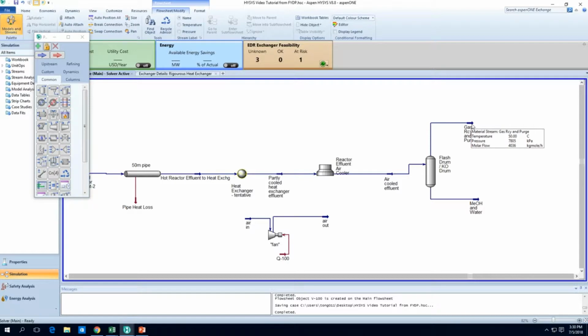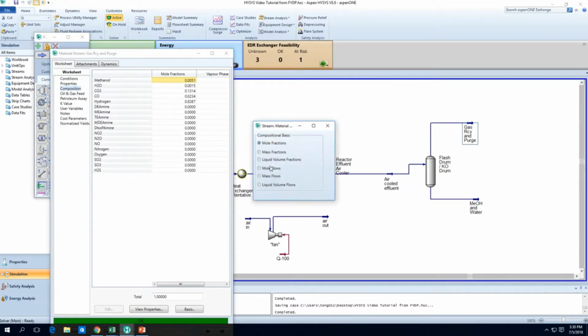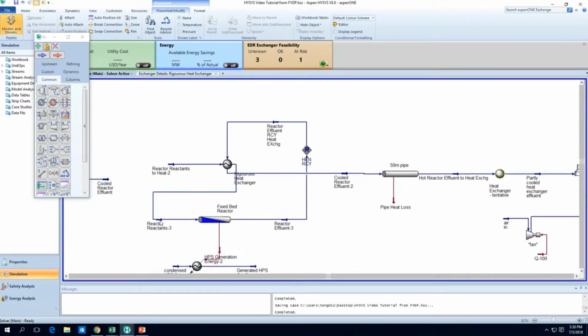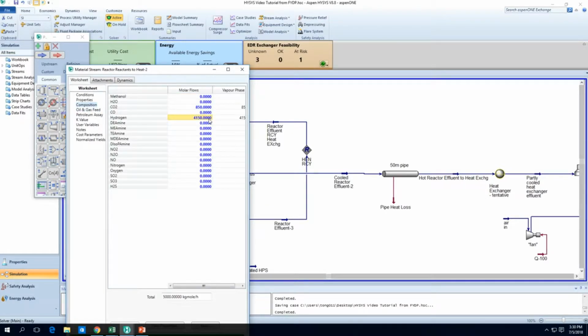More importantly though is to deal with this recycle stream that's coming at 50 degrees, and we got to make up some of the unused carbon dioxide and hydrogen to make enough feed for the reactor. So how much are we supposed to top up? Well, based on this stream we want about 4150 kgmole per hour of hydrogen.